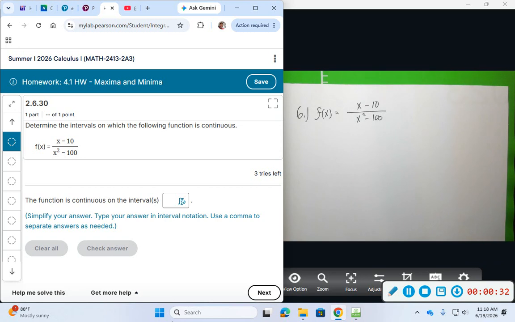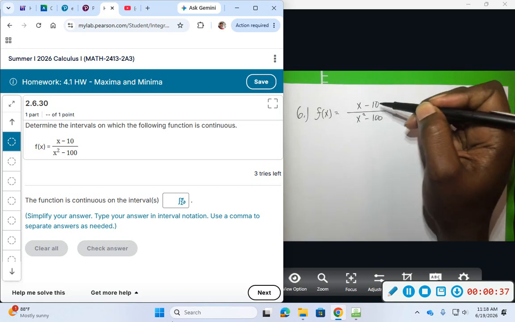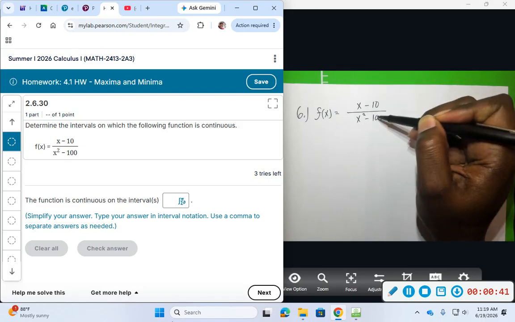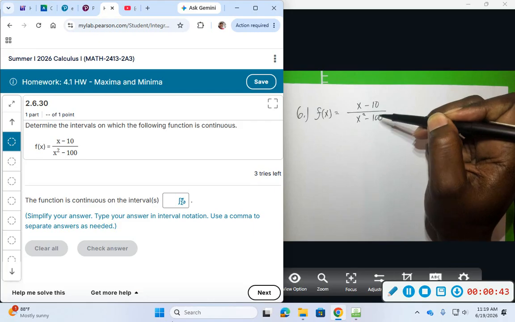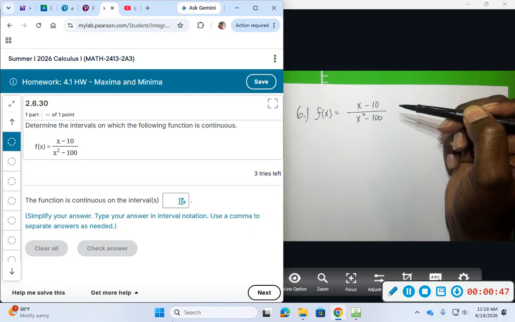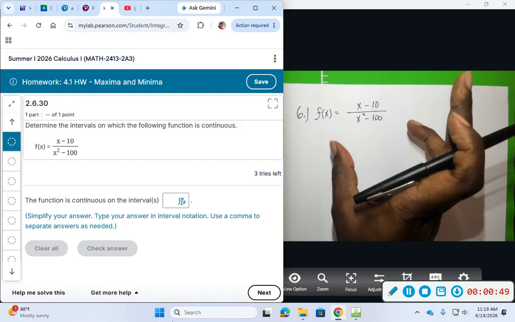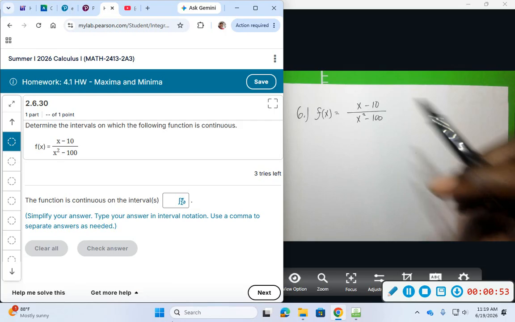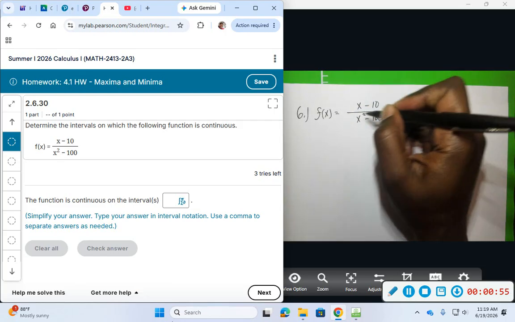So this problem is just basically checking the domain of the function. Since we have a rational function, we want to set the denominator equal to 0 and find out what makes the denominator 0. Those points will be removed from the domain, and then we will be able to find the intervals of continuity. So we want to find those intervals. So I'm going to just focus on the denominator.